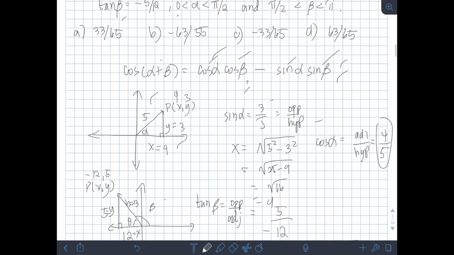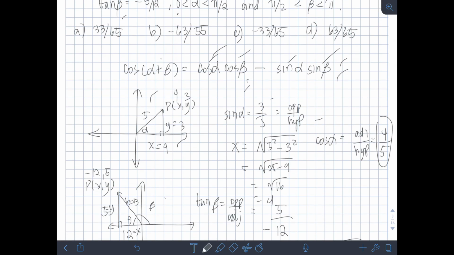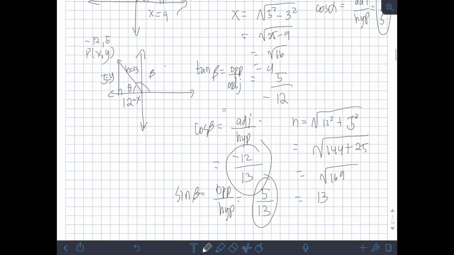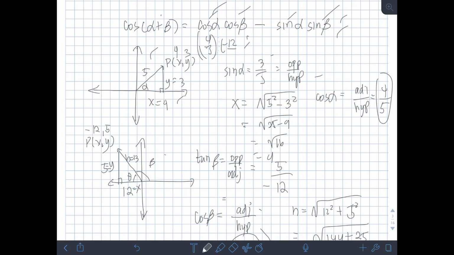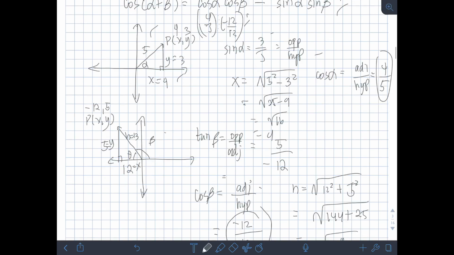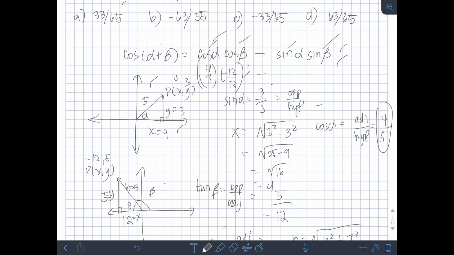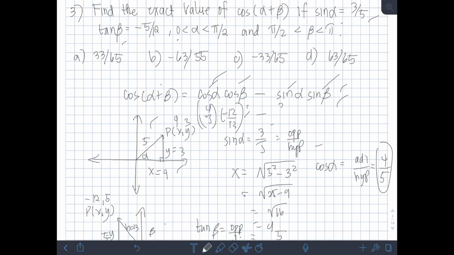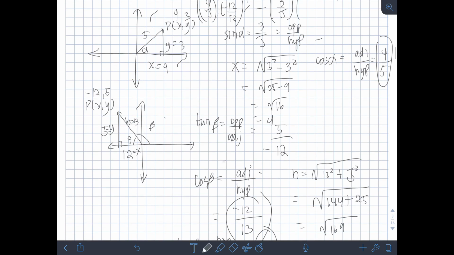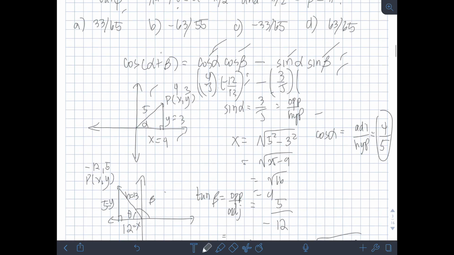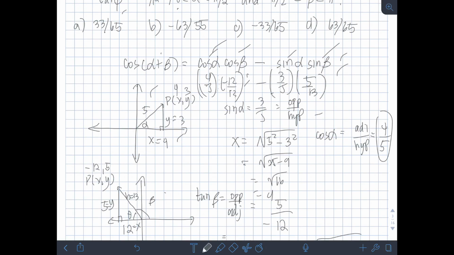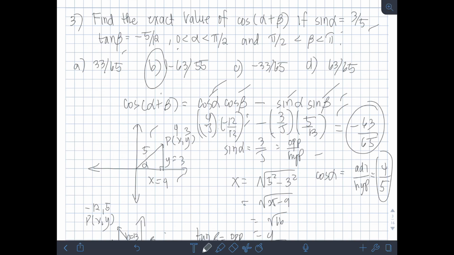So, simplify na natin. Di ba yung cosine alpha, yung na-solve natin ay 4 over 5. Yung cosine beta, yung na-solve natin dito ay negative 12 over 13. Tapos, yung minus sine alpha natin ay itong given na 3 over 5. Tapos, yung sine beta natin ay itong nakuha natin na 5 over 13. So, solve na lang natin to using calculator. So, we have negative 63 over 65. So, therefore, the answer is letter B.